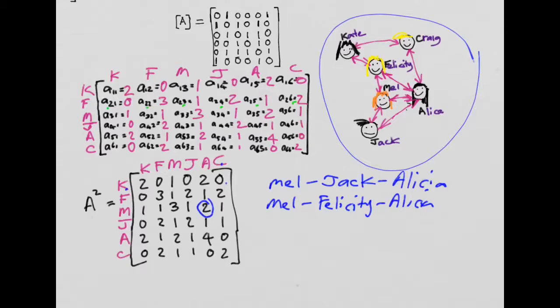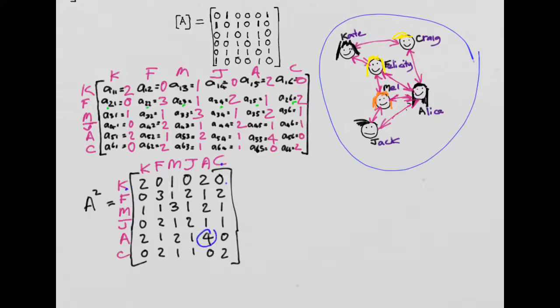Are there any others? No. If she's got to go through Kate's path, she'd have to go Felicity, Kate, Craig, then Alicia. So no, there's only 2 ways, and that's what the matrix says, so it's correct.